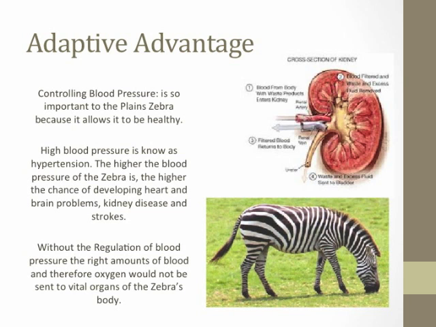Controlling blood pressure is important to the plain zebra because it allows it to be healthy. High blood pressure is called hypertension, and this means the heart has to pump harder. The higher the plain zebra's blood pressure is, the higher the chance of developing narrowed arteries, which can lead to heart and brain problems, kidney disease, and strokes.